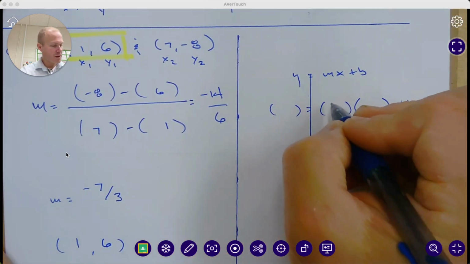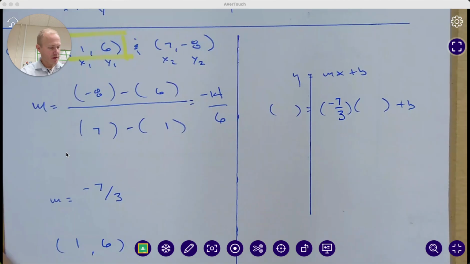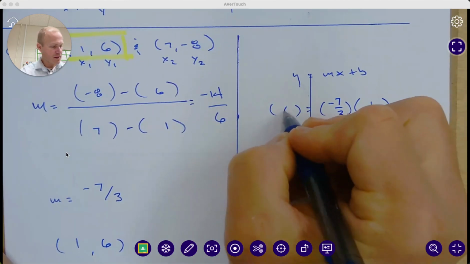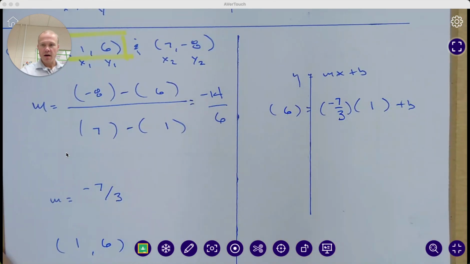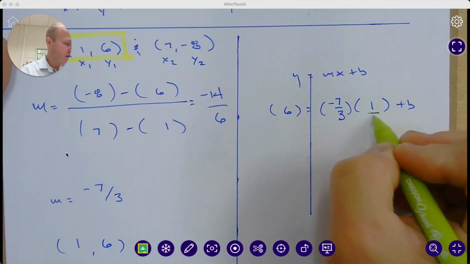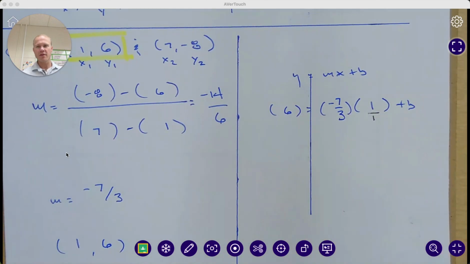The slope is pretty tough, -7/3. The point itself is 1 for x and 6 for y. And it depends on kind of your comfort level. Some of you I've talked to like to put a 1 underneath and multiply straight across. If you don't need to do that, that's fine.